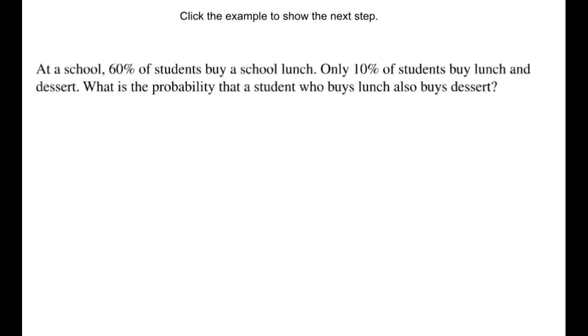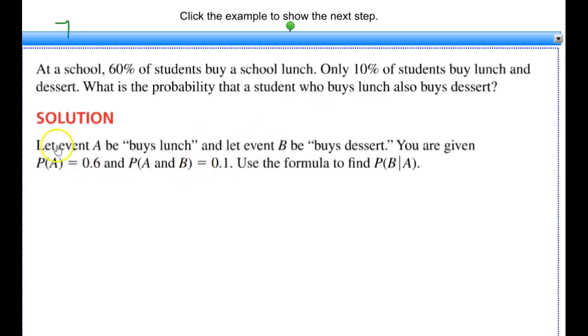So here's example number 7. At a school, 60% of students buy a school lunch. Only 10% of students buy lunch and dessert. So what is the probability that a student who buys lunch also buys dessert? Now we're given some data and we have to find out some more probabilities. Event A is going to be buying lunch and B is going to be getting dessert.